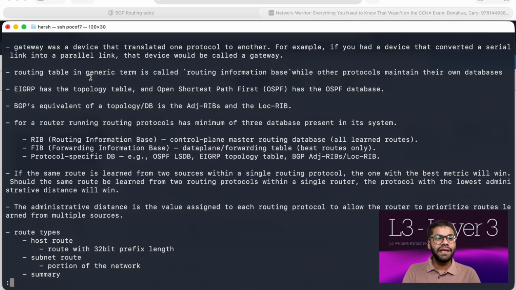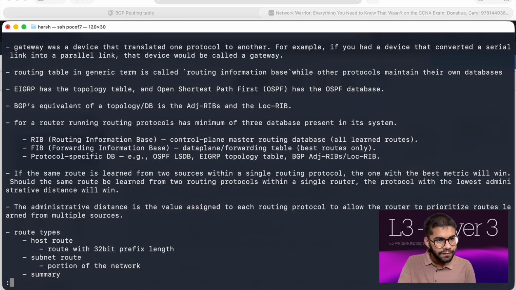Now, we have been introduced to the term routing table. The routing table in generic terms is called RIB, or in technical terms, it stands for routing information base, while the other protocols maintain their own databases. Let me go through it, then I will explain these in much more detail. We have routing protocols like EIGRP, BGP, OSPF, and RIP. There are different categories of protocols which we'll learn in future.